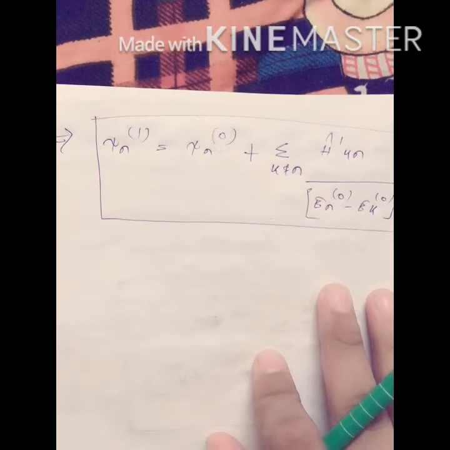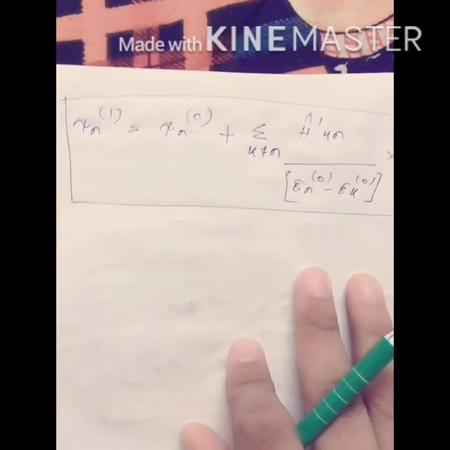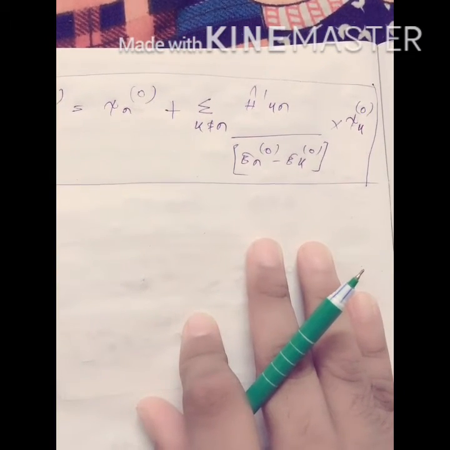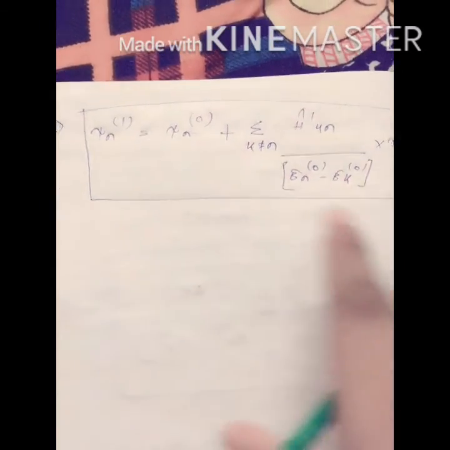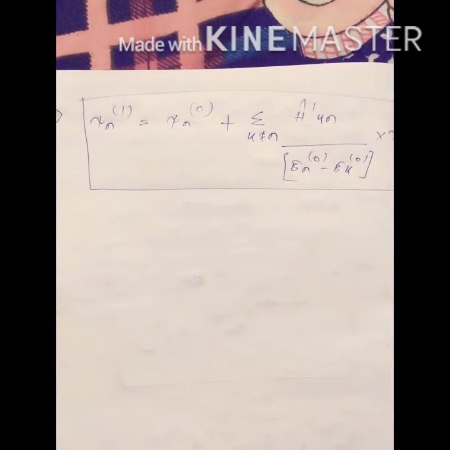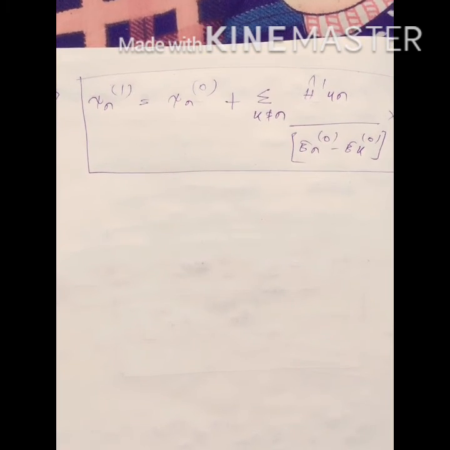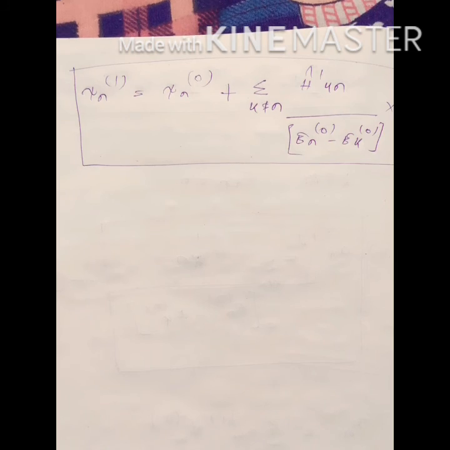And we can write psi n is equal to psi n0 plus sigma k not equal to n H prime kn divided by (En0 minus Ek0) into psi k0. So this is all about the first order correction to the eigenstate psi n1 and eigenvalue En1. In the next episode we can go for the second order correction. So thank you friends.